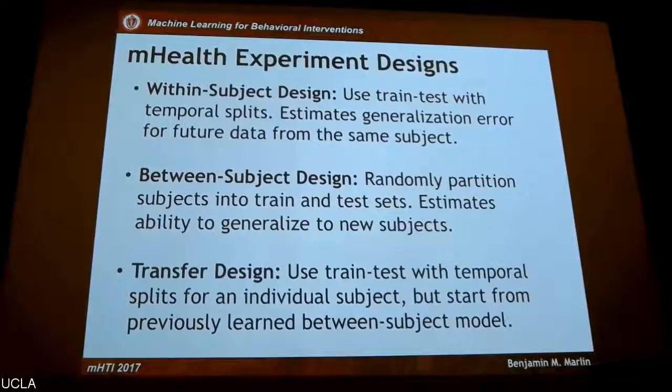Donna's favorite topic, right? What I'll call transfer design. So here the idea is, let's train and test with temporal splits for a particular individual, but let's not start from scratch for every person. Let's use some population level information to start the model off with some idea of what a population level average model would do, and then personalize it from there. So in machine learning, that's called transfer learning. And this is what Donna refers to as the cold model, warm model, hot model scenario, right? She mentioned that in her talk.